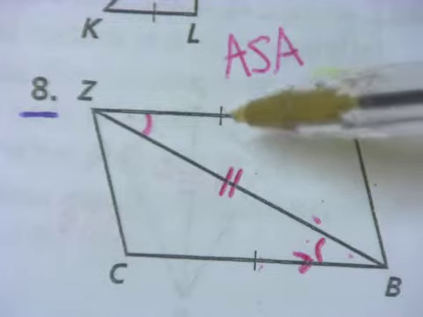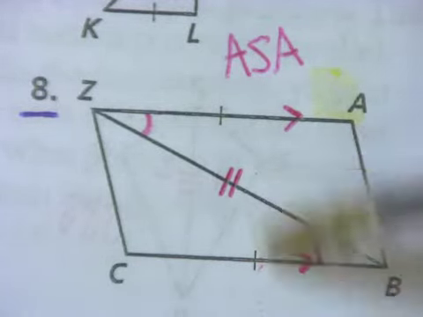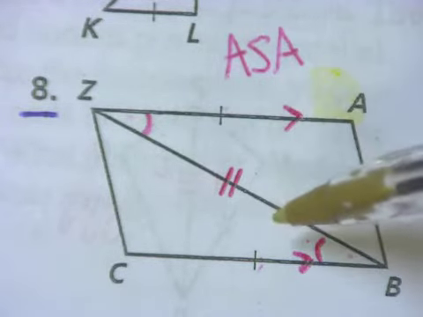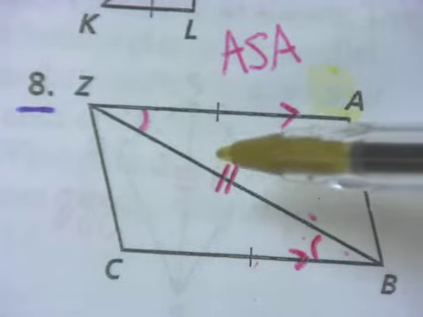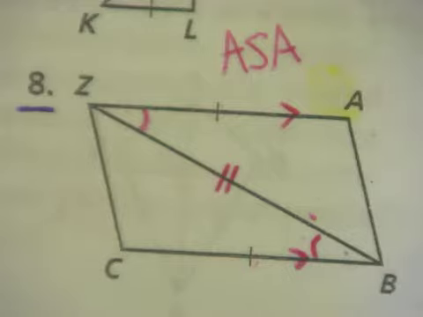Unfortunately, they didn't tell me that these 2 sides are parallel. I'm just assuming it right now, so I wouldn't be 100% sure. The only thing that I can go on is that these 2 sides here are congruent and that I have what appears to be a parallelogram.